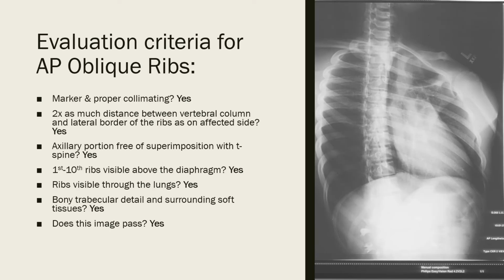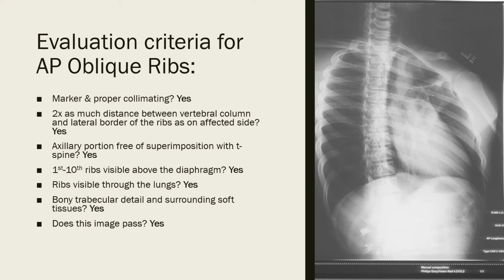In this slide, we will begin to do image analysis on an image of the AP oblique ribs. We will use Merrill's textbook to help us understand the evaluation criteria needed in order to have a usable diagnostic image. For this image to pass, the following should clearly be seen. Is there proper collimation and a marker placed on the correct side of interest and not located inside the anatomy? For this image, yes.